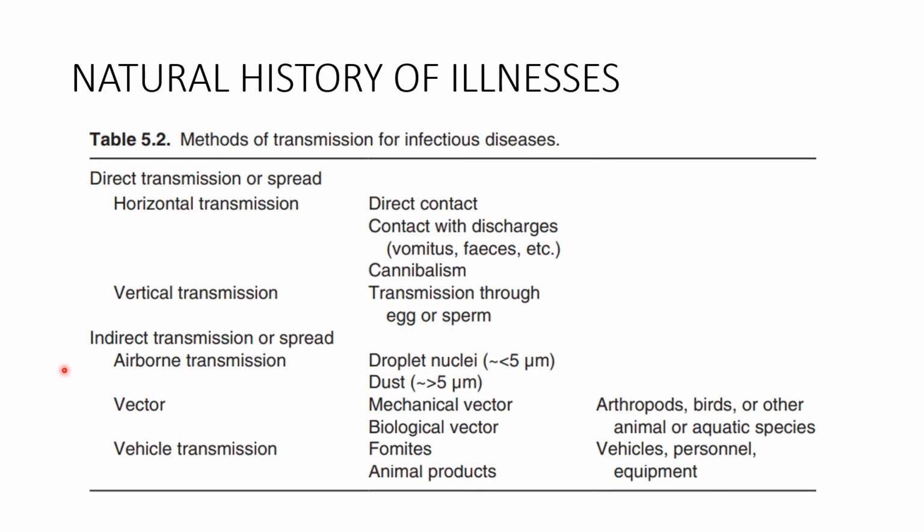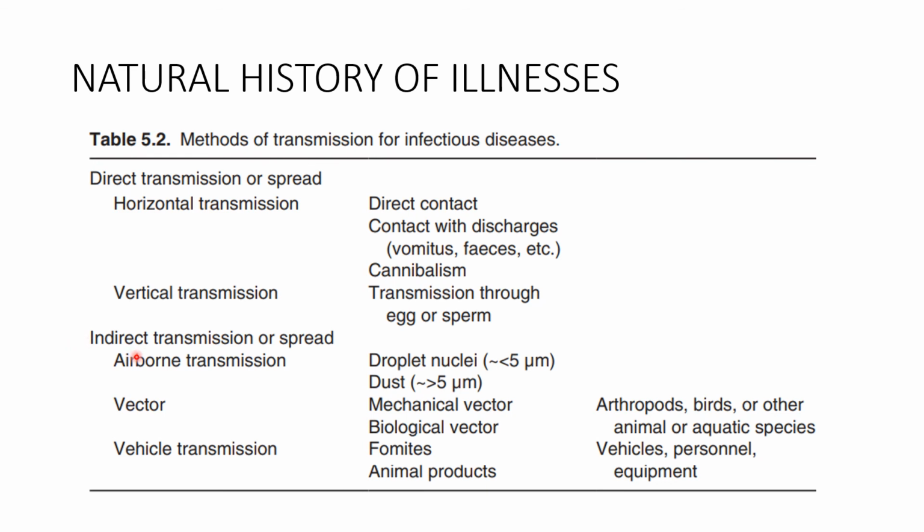So with regards to transmission, you have different types or modes of transmission of illnesses. So you have direct or indirect. In the direct transmission, it could be horizontal. So direct contact with discharges, cannibalism could be a problem, or vertical transmission. So again, from parent to offspring. So transmission through egg, sperm, etc.